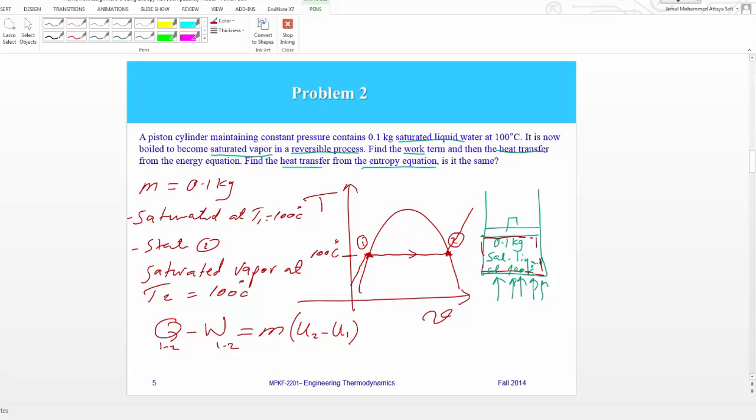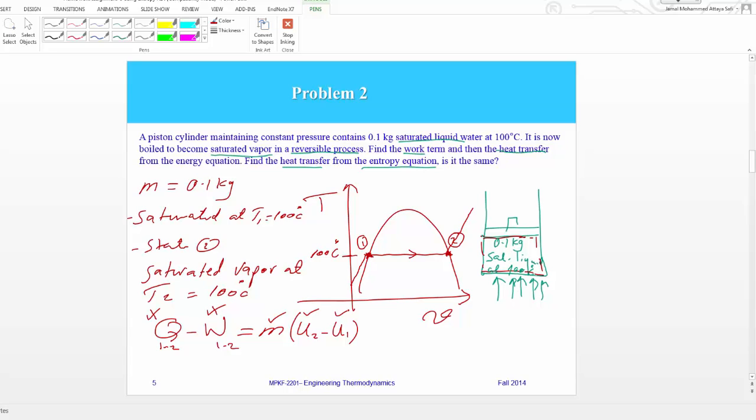And now, okay, let's see what we have. When you write it like this, do we know Q1 to 2? We actually don't know it yet. And what about the work? We don't know. We know that work is done here because we have expansion, but we don't have it yet. The mass is given, so we know it. U1 and U2 we can find, because state 1 is fully defined and state 2 is fully defined.